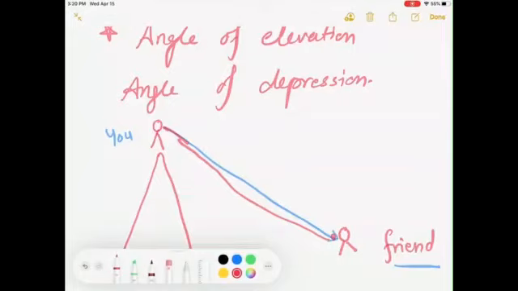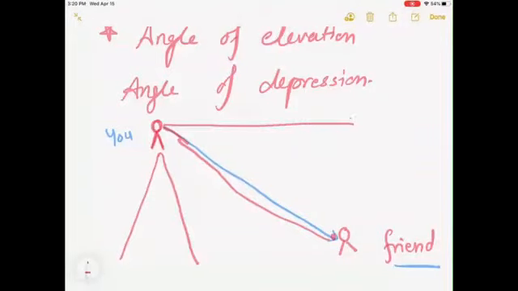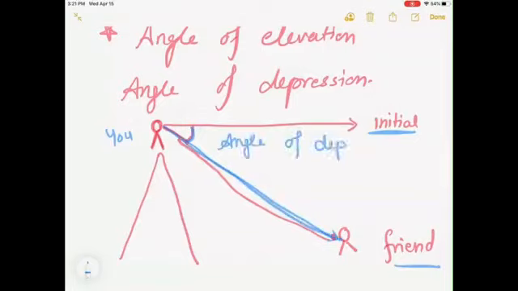Normally when you're standing up here, with your normal eye level, you're supposed to look straight like this. Since we're talking about angles, I would say this is the initial side of this angle. When you look down, that angle would be this piece here. So the angle that goes in between the initial side and the side of you looking at your friend would be the angle of depression.